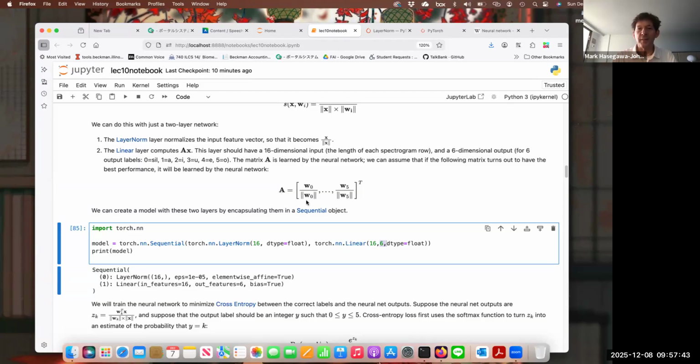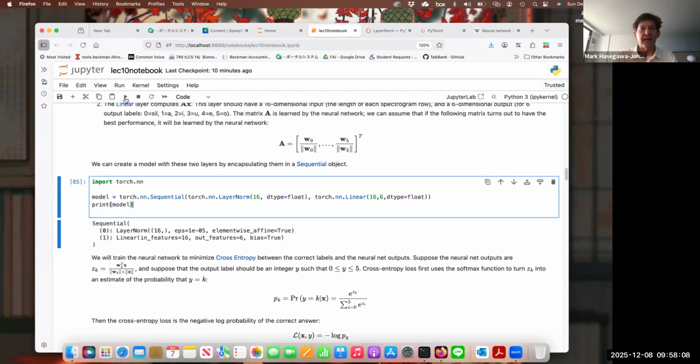The matrix A will have 6 rows. Each row is the W vector corresponding to a different output label. Those output labels are silence or A, E, U, A, O. So this linear layer will have an input size equal to the length of x and an output size equal to the length of y.